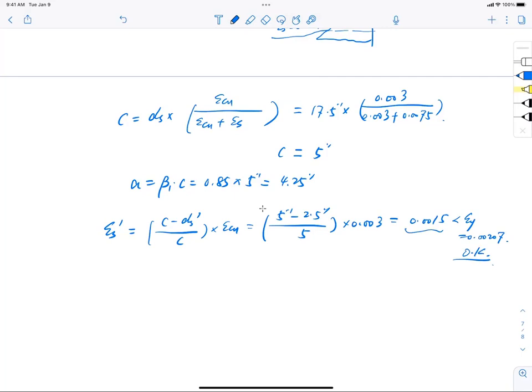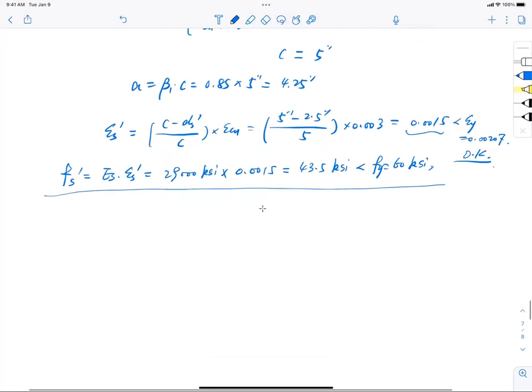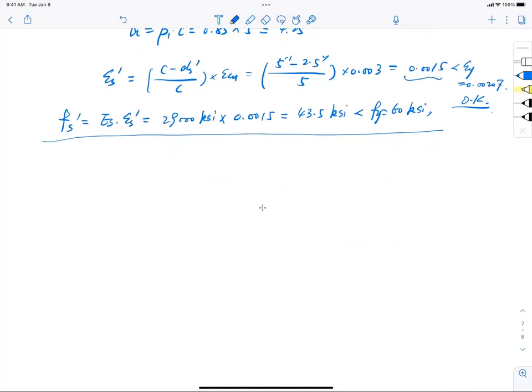And I'll know that for sure because now if I do the stress check, fs prime equal to Es times epsilon s prime, and that gives you 29,000 ksi of Young's modulus multiplied by 0.0015, and you're left with 43.5 ksi, which is much smaller than the yield strength of steel, which is 60 ksi. So your steel hasn't yielded on the compression side.